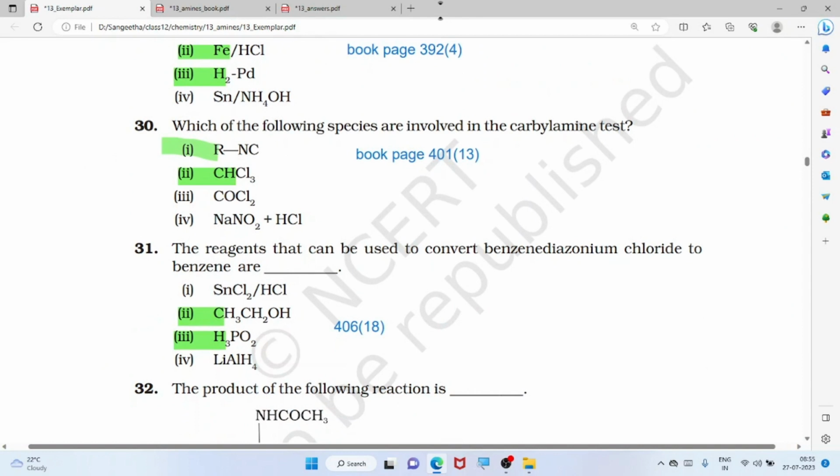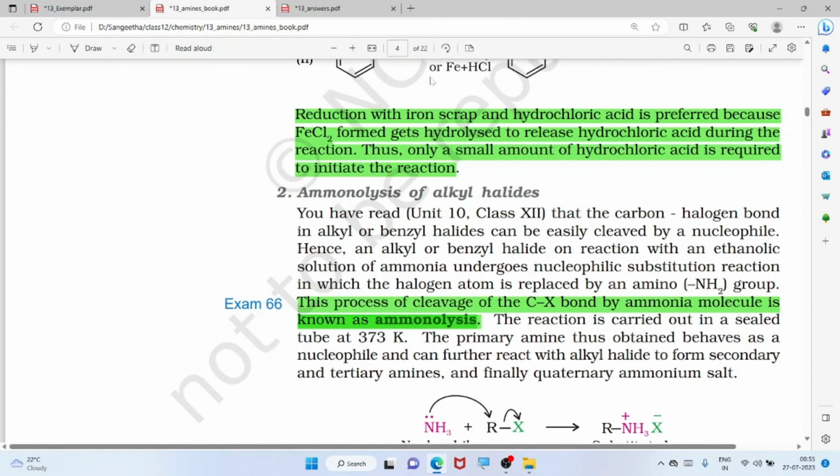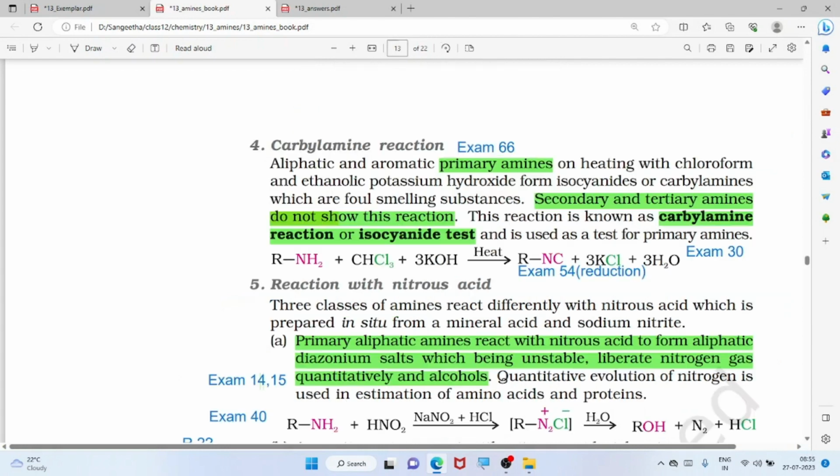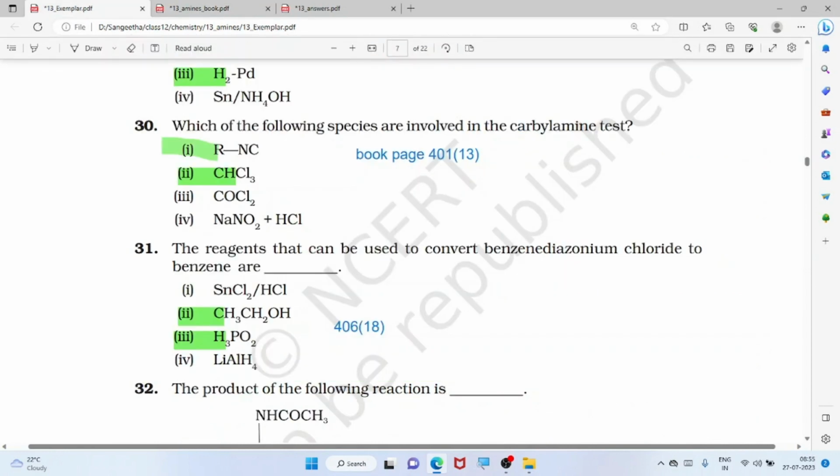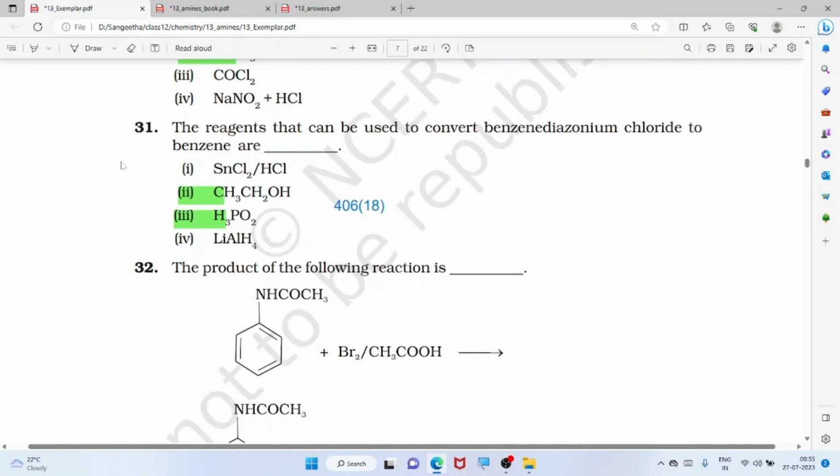Which of the following species are involved in the carbylamine test? Carbylamine test. So this is the carbylamine test, that is for the primary amines only. Secondary and tertiary do not follow this reaction. So in the carbylamine test these things are involved.